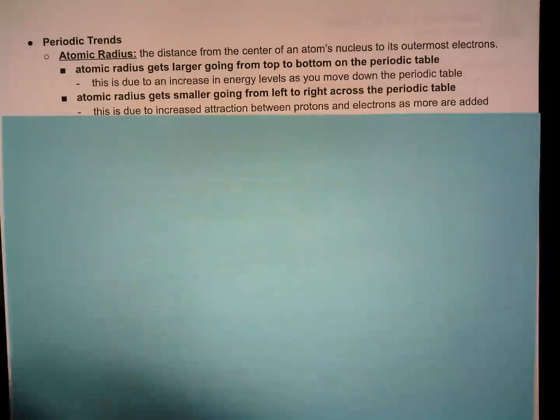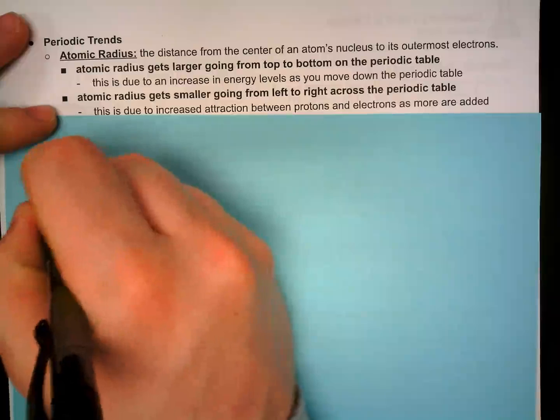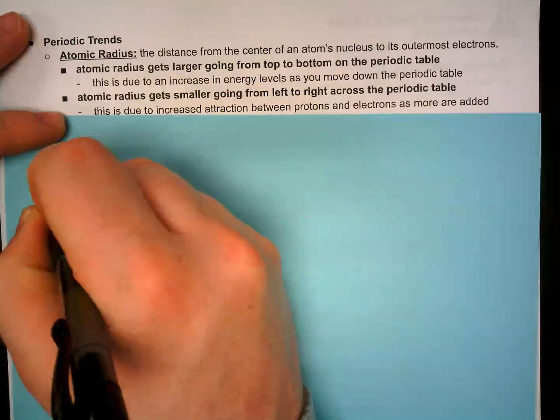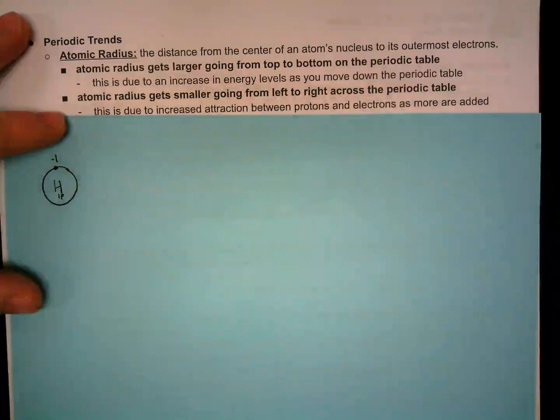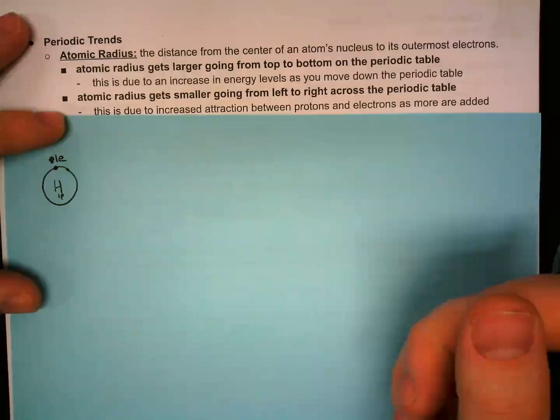If we were to lay out the Bohr model of hydrogen, it would look like this. Hydrogen has one proton in the middle, and it has one electron out in its valence shell.